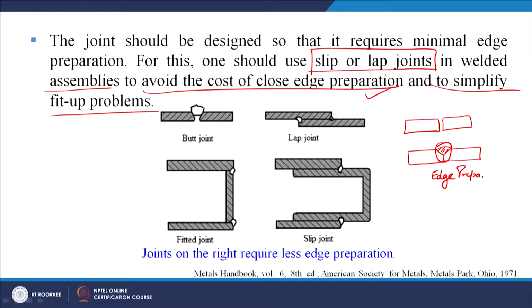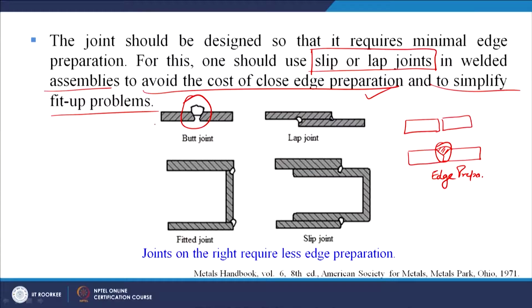We have seen that sometimes it becomes difficult to fit up the two parts together. So if we design our part in such a way that no edge preparation is required, it will become easier for us to weld the two parts together. Here you can see this is a butt joint. Here the fit up is not proper, there is a gap here. So this is not recommended. Here also this type of joint and this type of joint are not recommended, as they may lead to certain problems. But on this side we have a lap joint, and this type of joining will be useful.